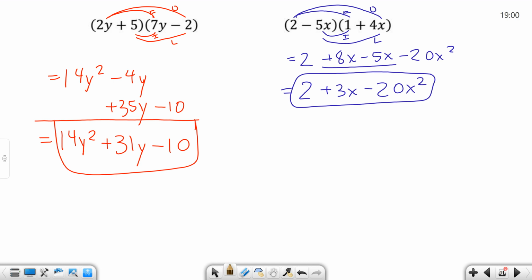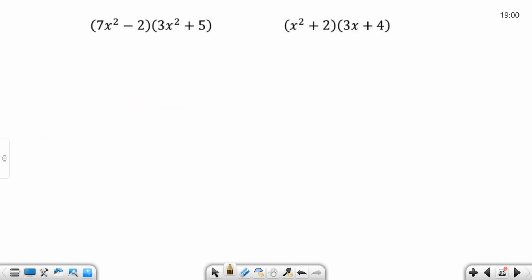All right, so let's keep looking at some of these problems and FOIL these. So 7x squared minus 2, and then 3x squared plus 5. So this looks a little funny because it's got x squareds in it, but they're built the same. So if they're built the same, we said that the middle term should simplify, combine. So here, 7x squared and 3x squared is going to be what? 21x to the 4th power.